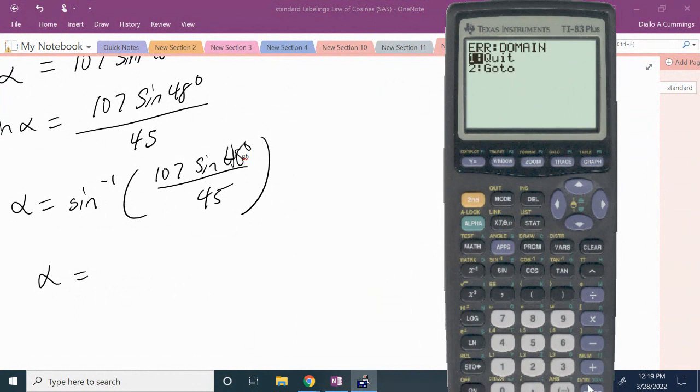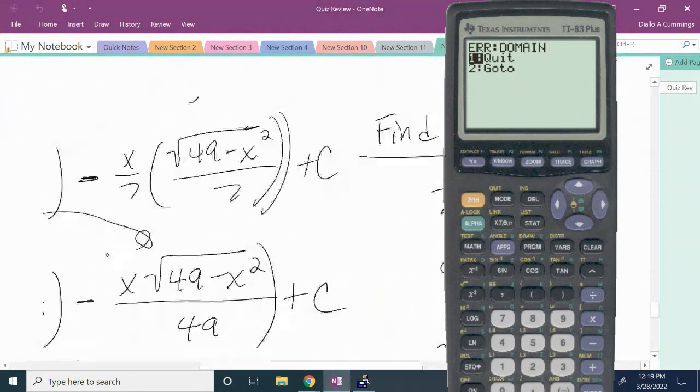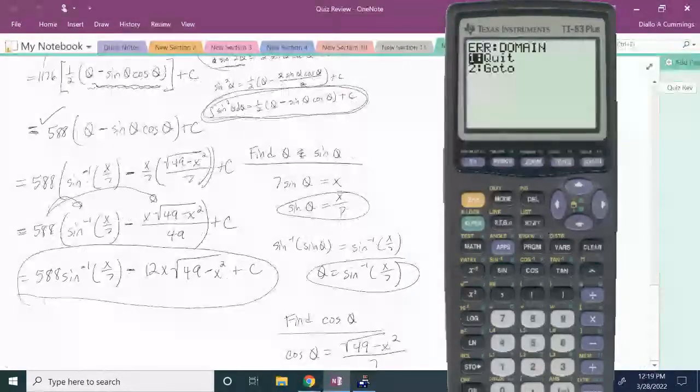Okay. Now, when you get an error, I don't want you to think that it's something that you put in wrong in your calculator, although it could be. Okay, this would actually be a no triangle solution. So I want to just show something for just a second.